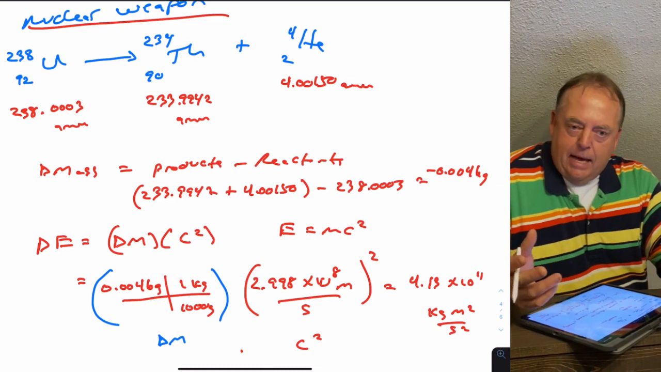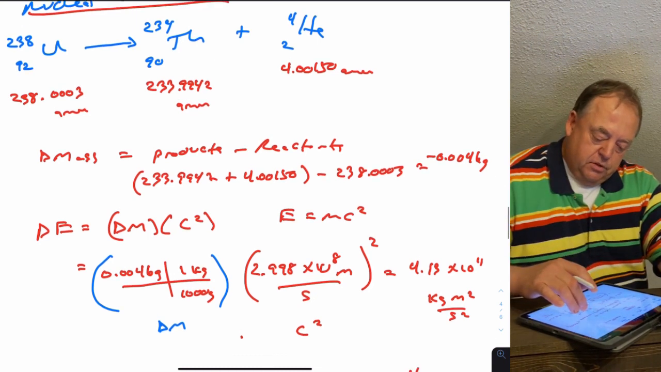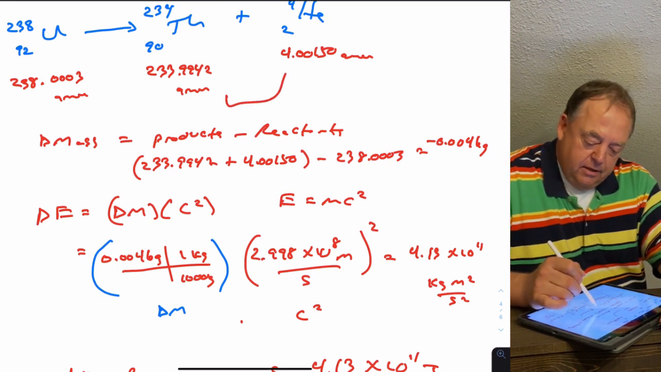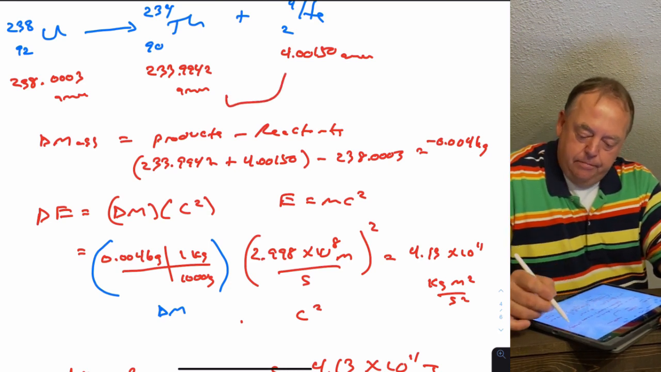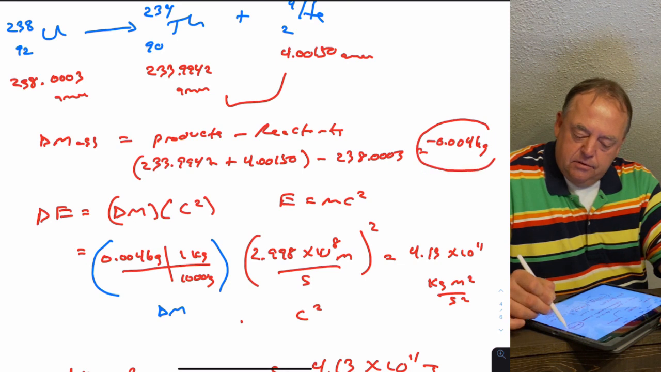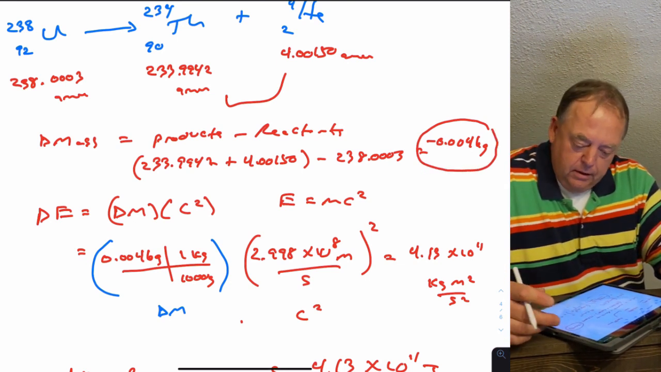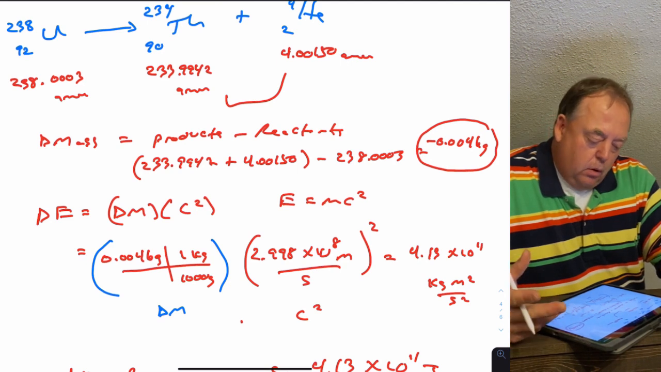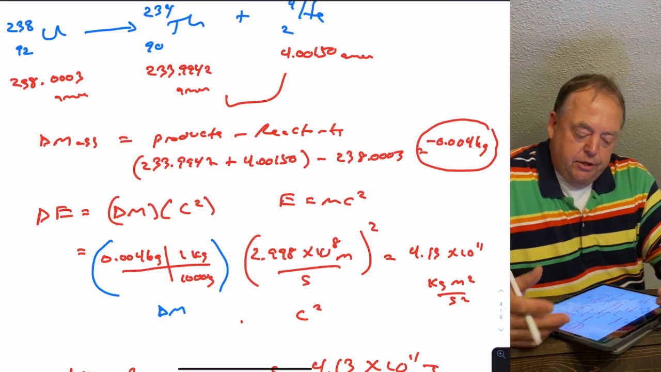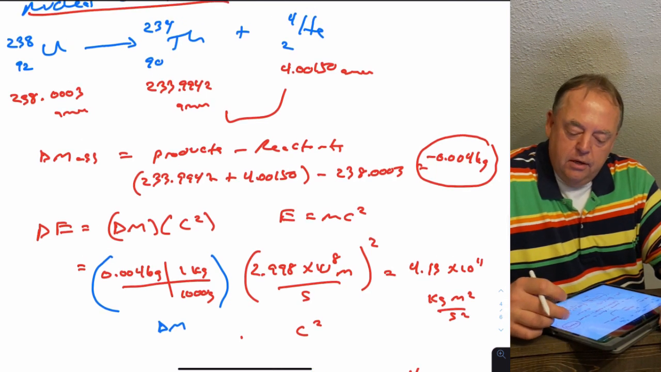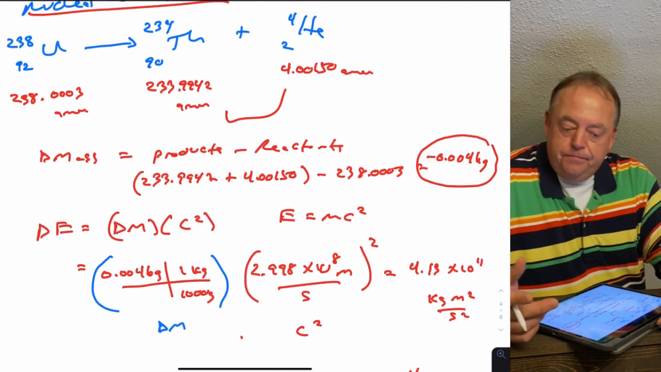So if you add up the masses, take the masses of the products, if you add the thorium and helium together and subtract off the mass of the uranium, then there's a mass difference of 0.0046 grams. So where did that go? When 1 mole of uranium-238 decomposes into thorium-234 and helium, an alpha particle, where did that mass go?